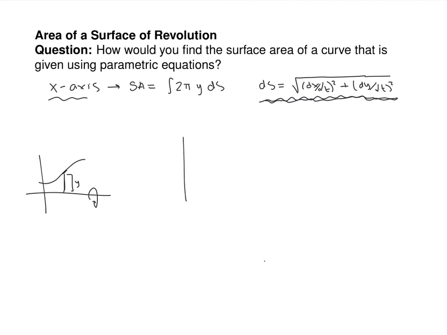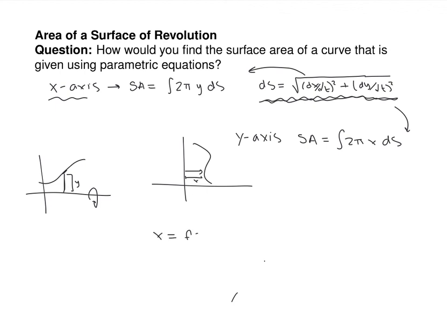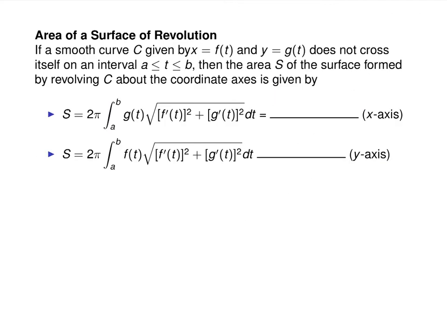If we're talking about the y-axis, well, then the only thing that changes is that instead of your radius being a y, now it's an x. So it's 2 pi x ds. And the ds expression is the same for either of those. And so the only difference here with parametric equations is you're going to have x equals some f of t, y equals some g of t. And so in the case of the x-axis, you use g of t for the y, and you use f of t for the x in the case of the y-axis. That's what these equations say.